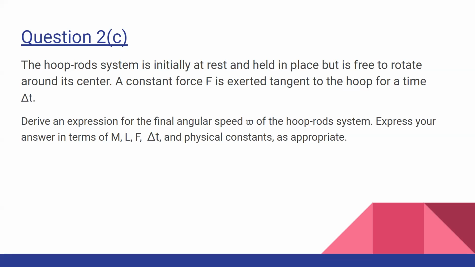Okay, so the next part is that the hoop-rod system is initially at rest and held in place, but it is free to rotate around its center. Now, a constant force F is exerted tangent to the hoop for a time, let's call it delta T. We are to derive an expression for the final angular speed omega of the hoop-rod system, in terms of m, L, F, delta T, and physical constants as appropriate. You don't have to use all of these, but you can't use anything that's not these.